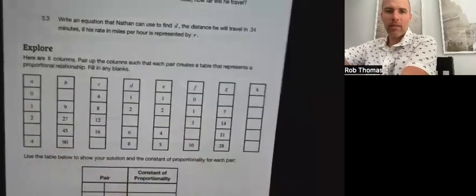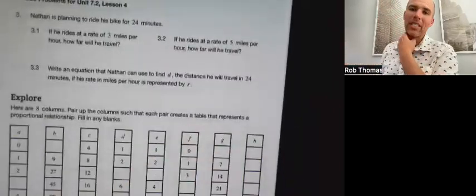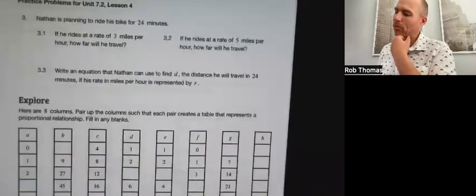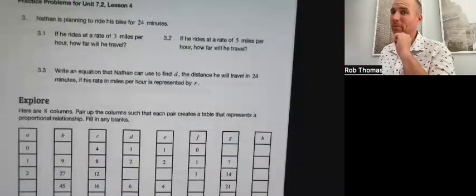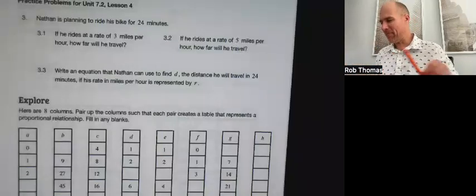It says, let's fix this a little bit. Nathan is planning to ride his bike for 24 minutes. If he rides at a rate of 3 miles per hour, that's an extremely slow rate to ride a bike. Like that's almost so slow that you're going to fall over. How far will he travel?